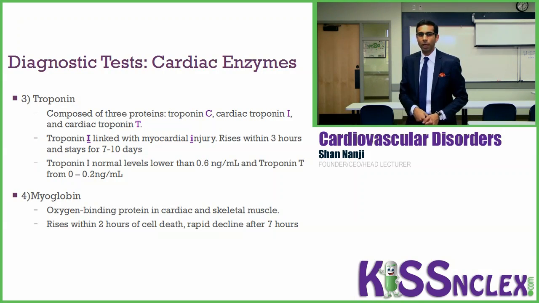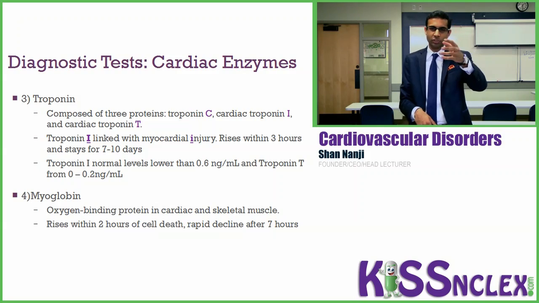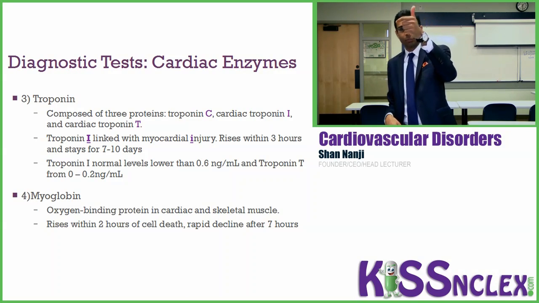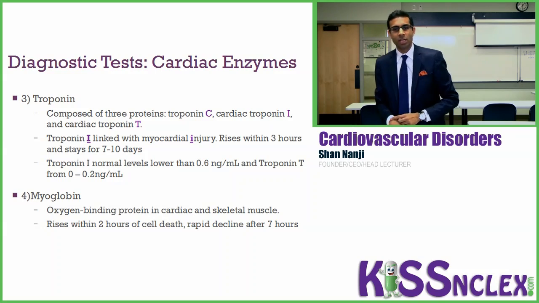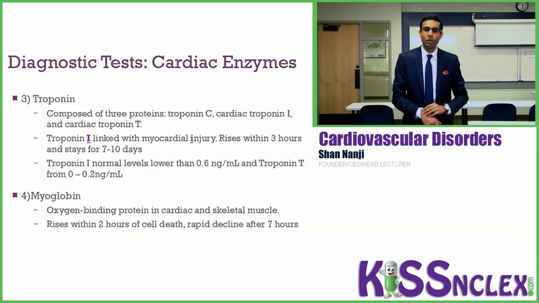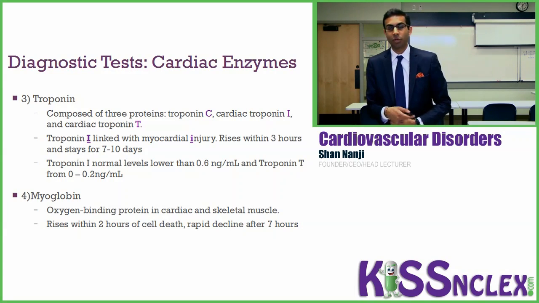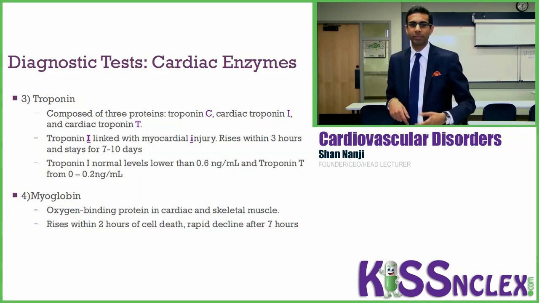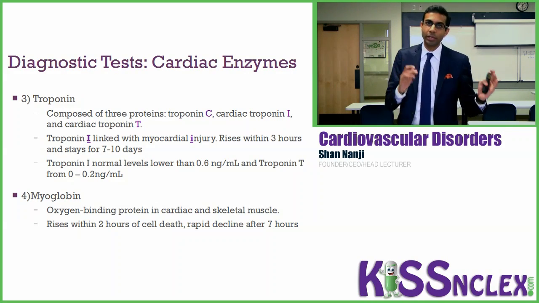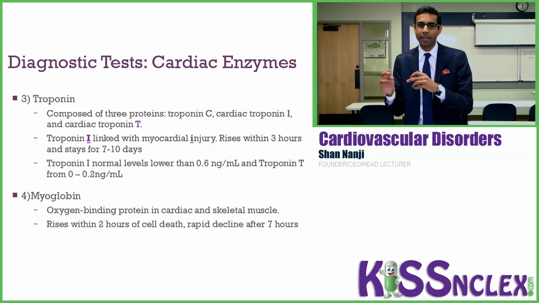You're also going to look at troponin, and troponin is composed of 3 proteins. There's a troponin C, a troponin I, and a troponin T. Okay, so C, I, T. Now, troponin I. So think about infarction, myocardial infarction, I. So troponin I is the one that's linked with myocardial injury. So injury I, infarction I, troponin I. Okay.